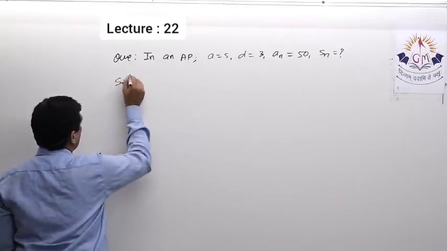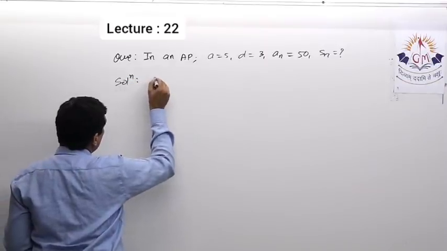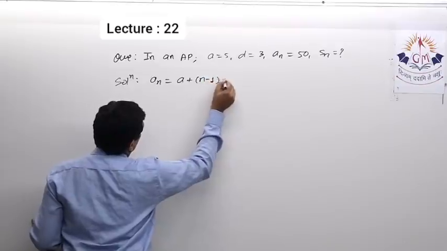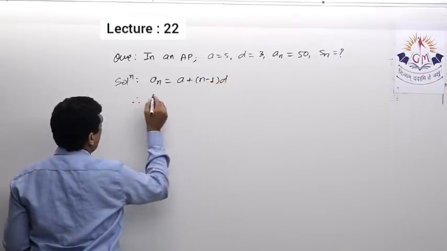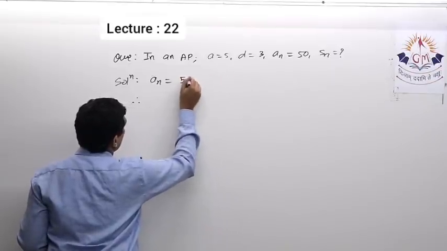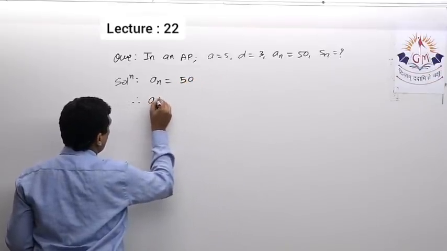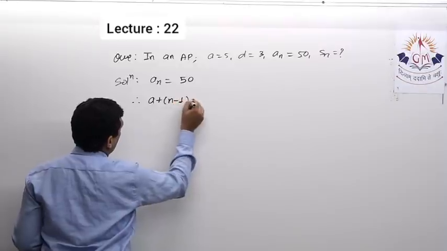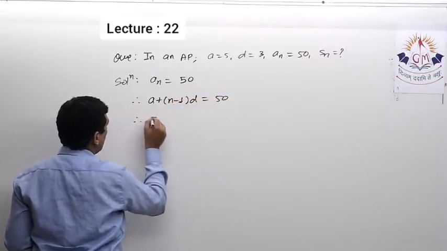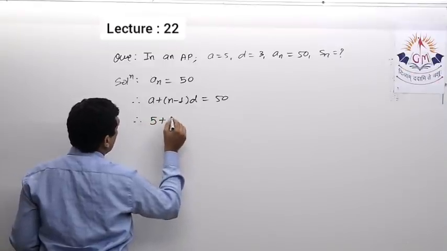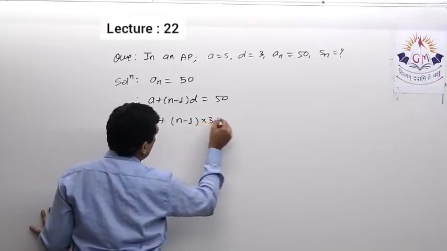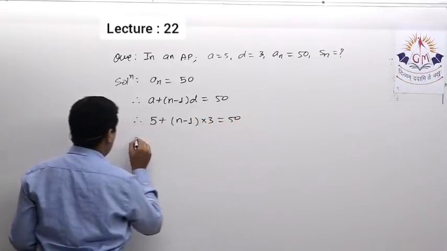So let us see. An is equal to a plus n minus 1 into d, and an is 50. So we'll start in this way. An is equal to 50, but an equals a plus n minus 1 into d, so that is equal to 50. Now a is 5, n we have to find, d is 3, is equal to 50.